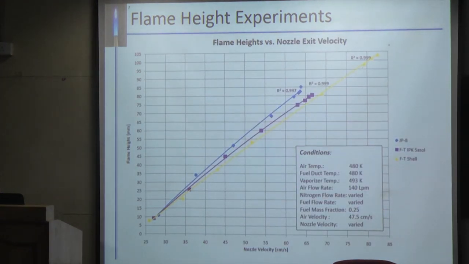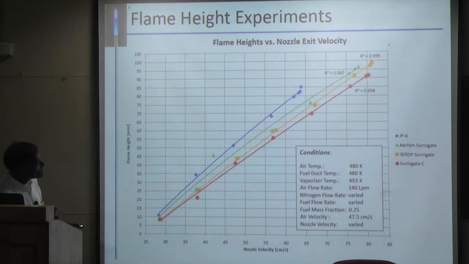So here these are for the different jet fuels. As I said, we looked at JP8 and Fischer-Tropsch fuels. This is the plot of the flame height as a function of velocity, for the three different practical fuels we looked at. And then next I want to show you the Aachen surrogate comparison with JP8. You can see the flame height as a function of nozzle velocity.